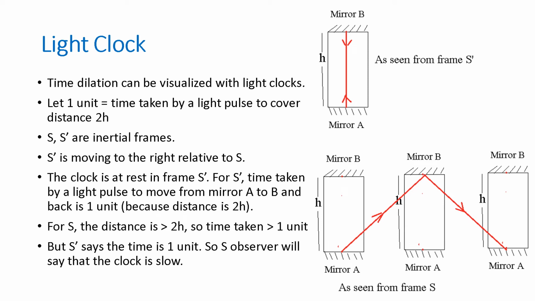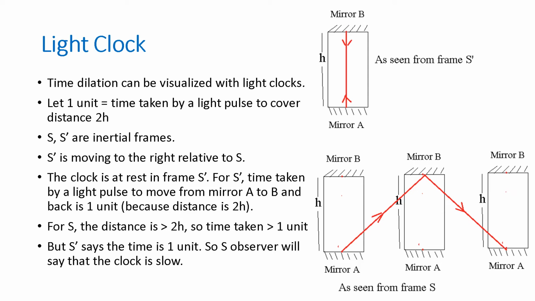time. S and S prime are two inertial frames. S prime is moving to the right relative to frame S. The clock is at rest in frame S prime. For S prime, the distance covered by the light pulse in moving from mirror A to mirror B and back to mirror A is 2h. So the time taken is 1 unit.